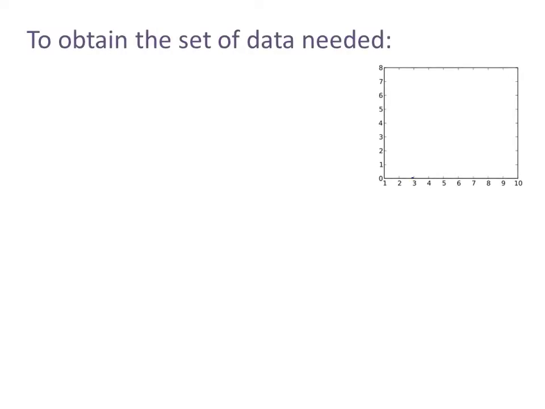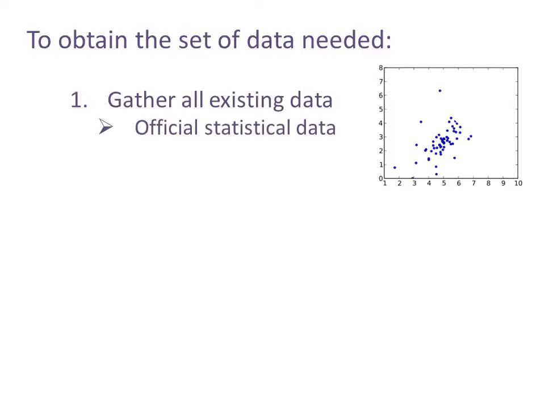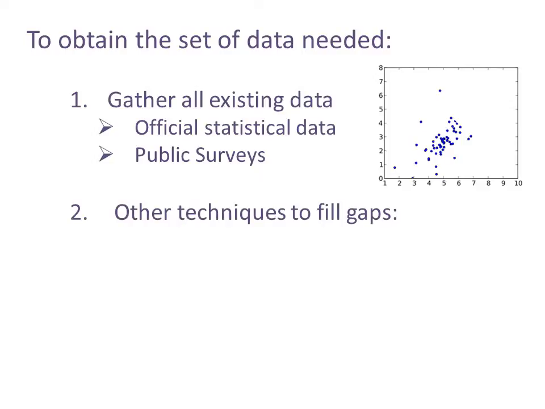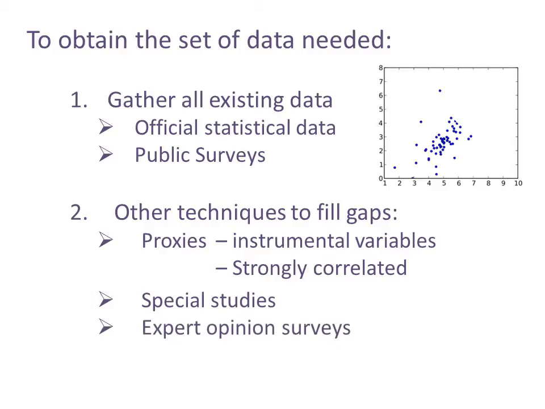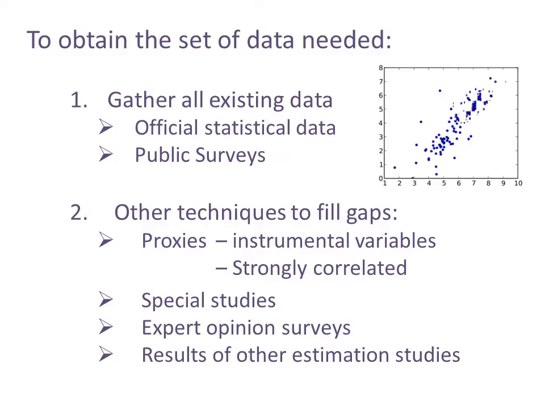To obtain the set of data needed, researchers can first gather all the existing data from official statistical sources and public surveys. In the cases where official data are not available or are not sufficiently precise, we may use other techniques, such as using proxies, such as instrumental variables, where estimation is based on data believed to be strongly correlated with the data of interest, carrying out special studies to elicit the data, surveys asking for expert opinions on the issues, or using the results of other estimation studies. The LEADER guidance gives detailed explanations of the most relevant of these techniques to fill data gaps.